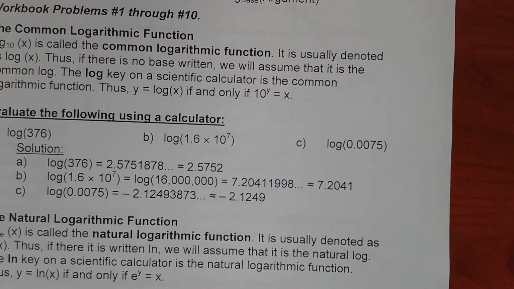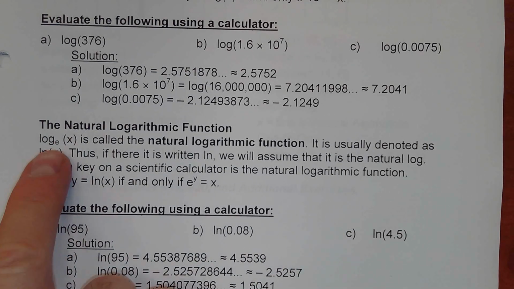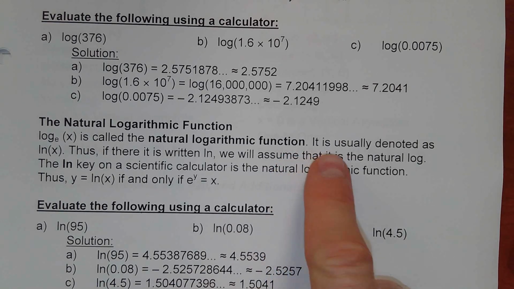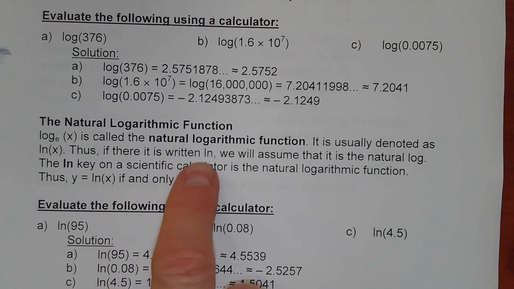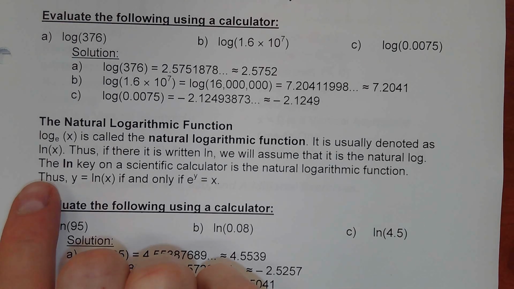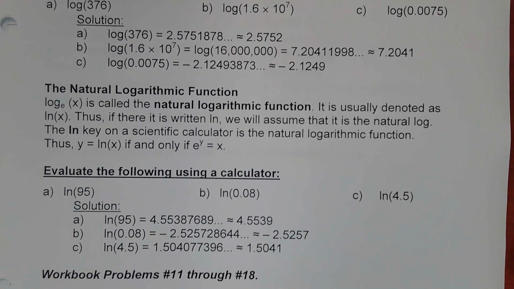Now the second type here is the natural log function. Log base e of x is called the natural log function. It's usually denoted as ln of x. Thus, if there is written ln x, we assume that it's the natural log function. The ln key on your calculator is the natural log function. Thus, y equals ln x if and only if e to the y equals x.